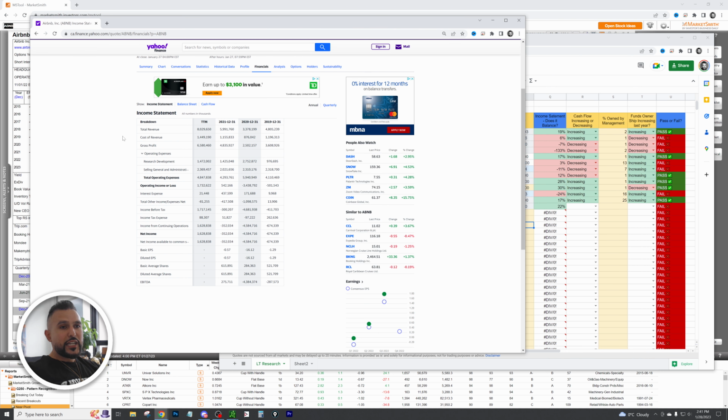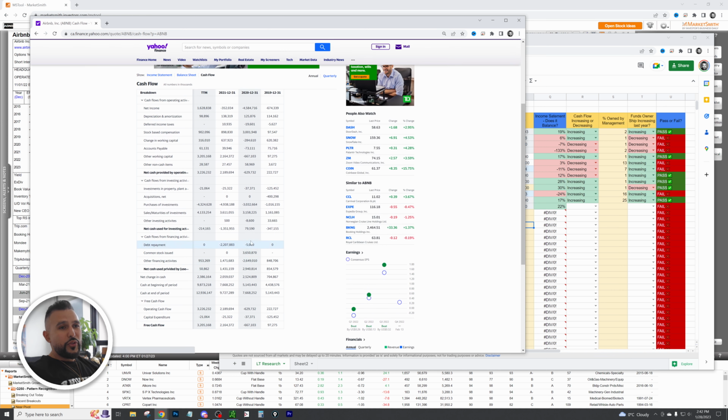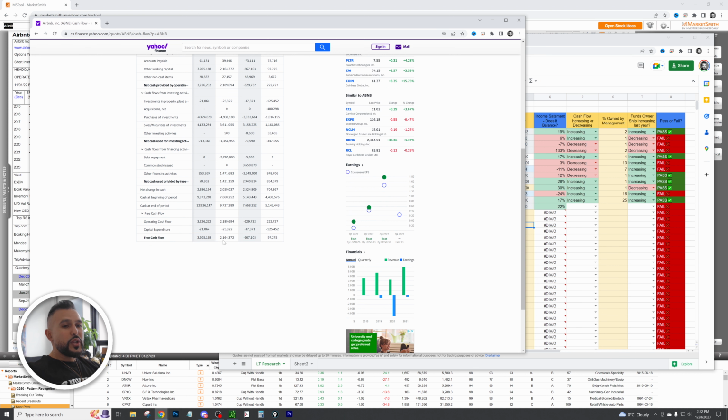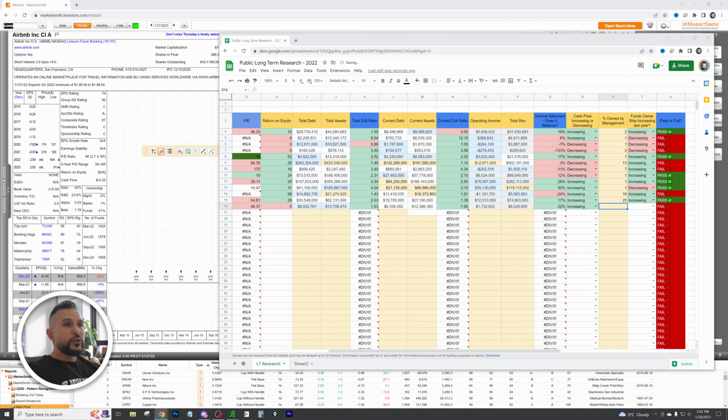Now we're going to look at cash flow. All right, remember, what are we looking for? We're looking to see if cash flow is increasing or decreasing. So we went from 97,000 to minus 6.6 to 2.1, and now we're sitting at 3.2. So overall, I would say with a hiccup of 2020, we are technically increasing here. All right, so we're going to put this as increasing.